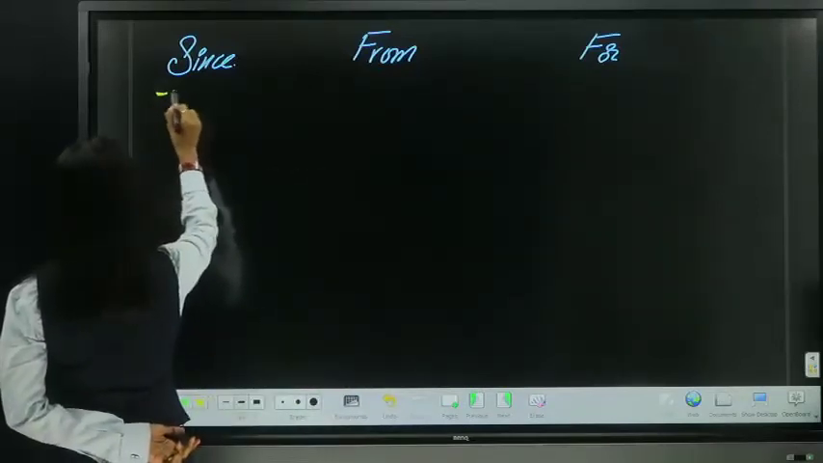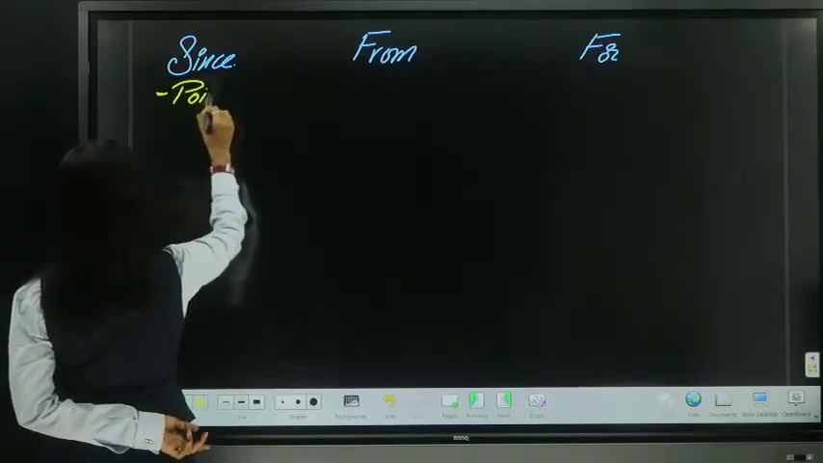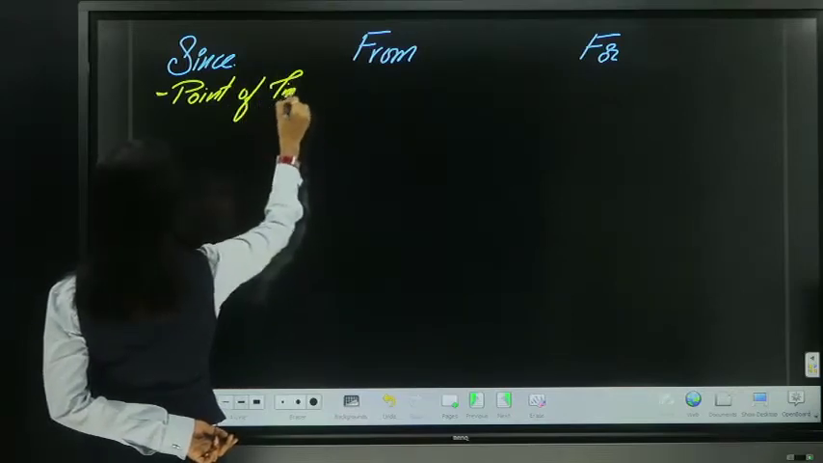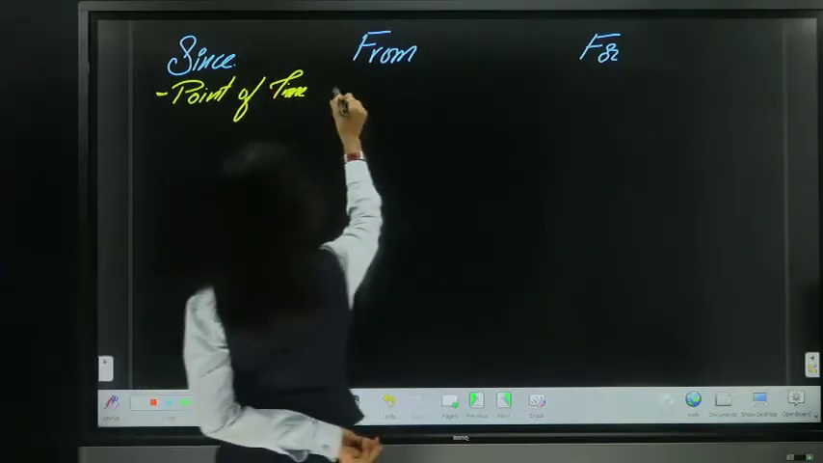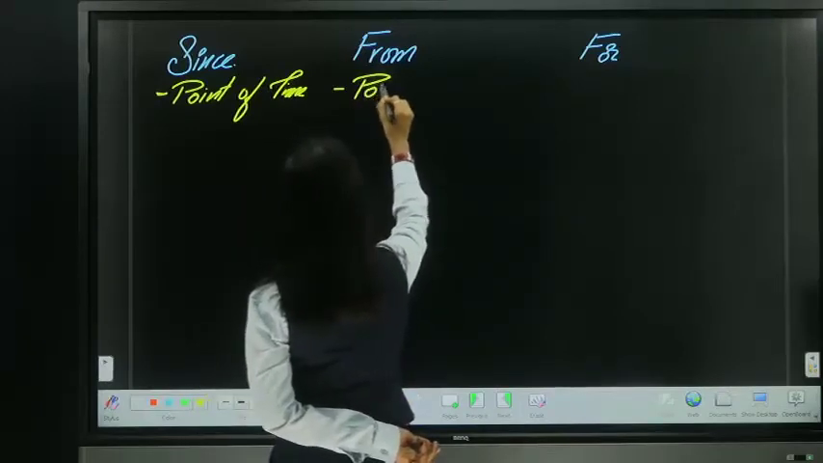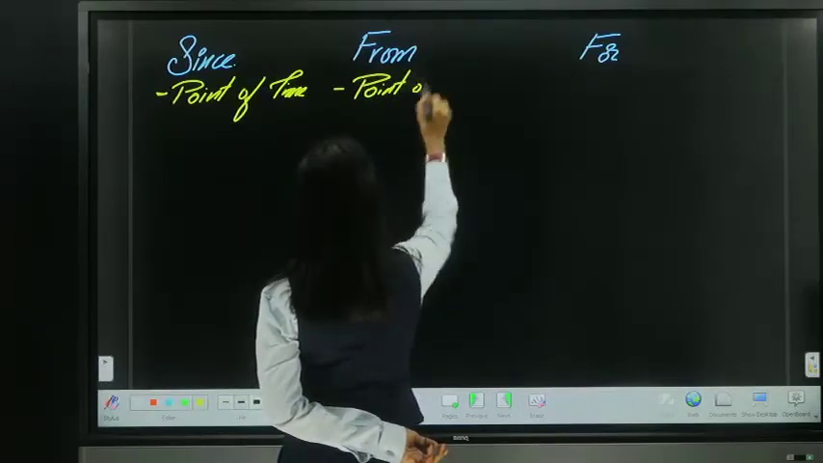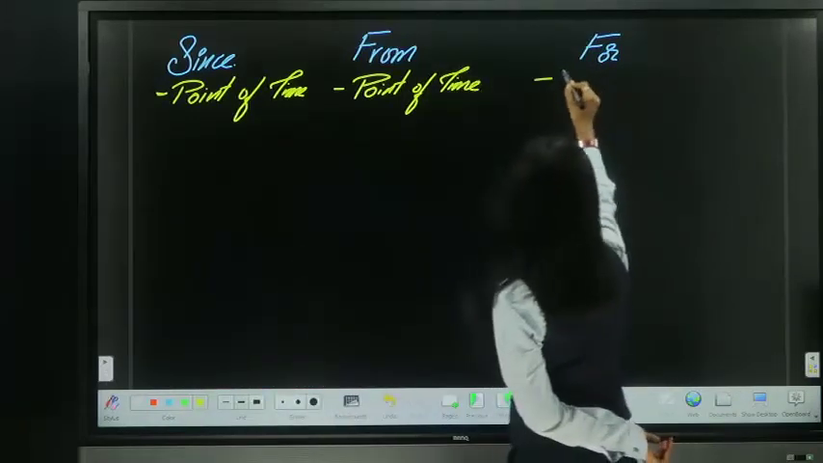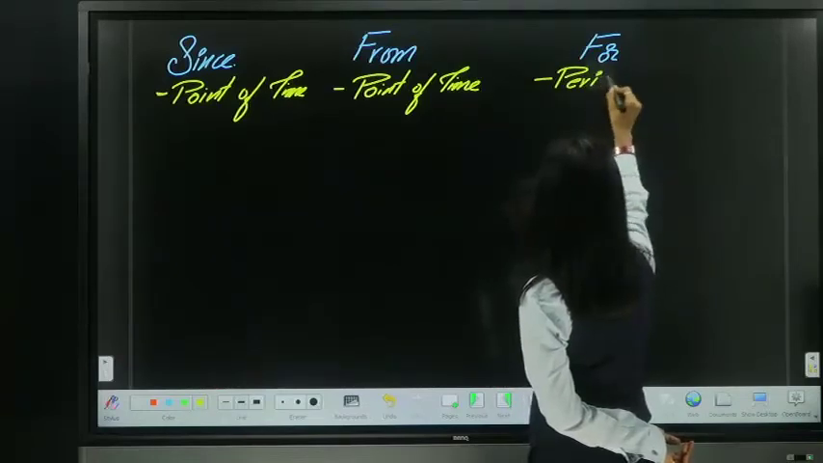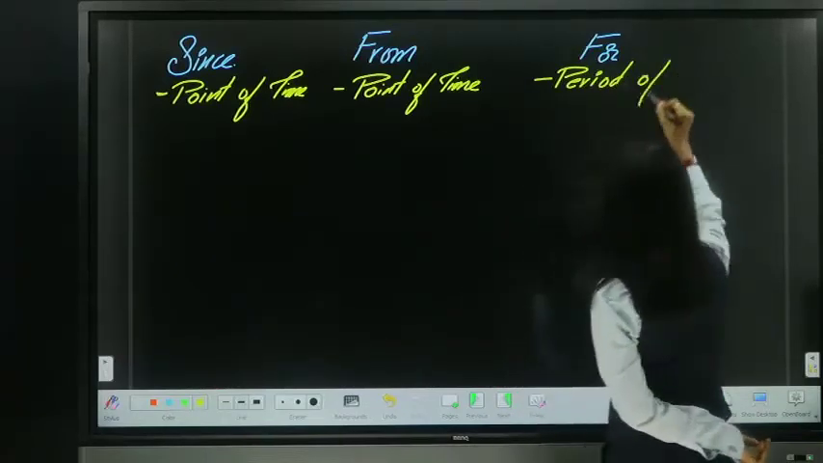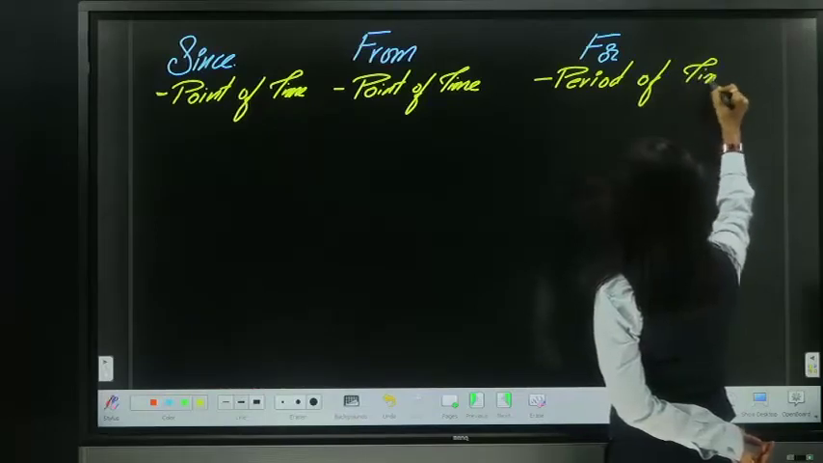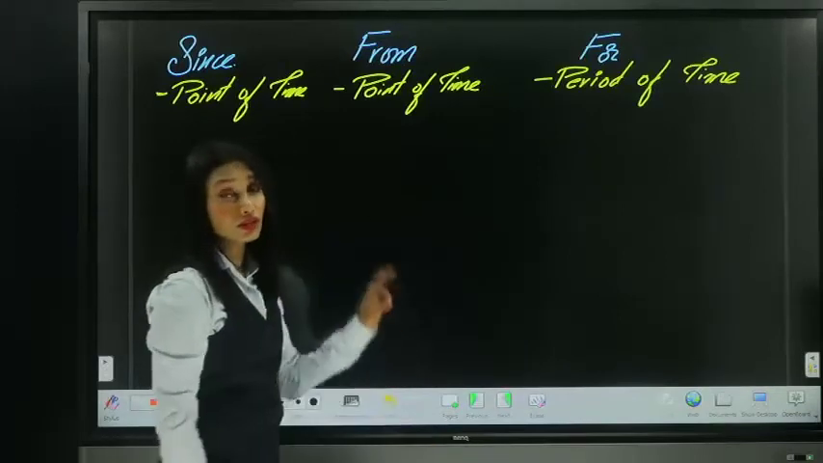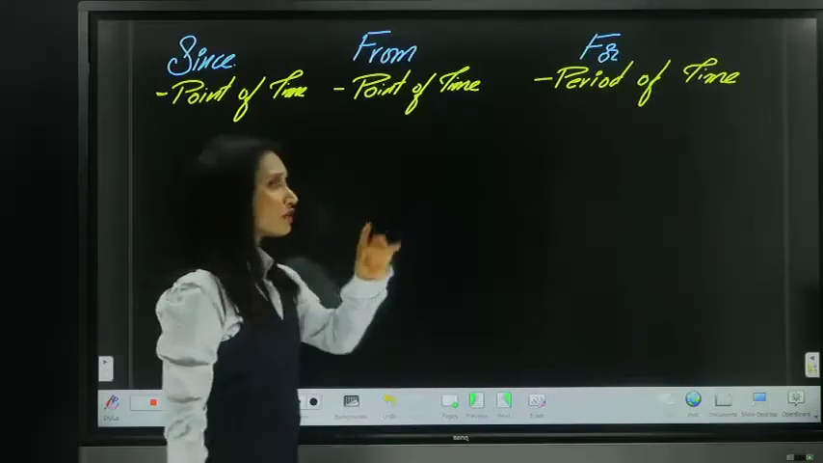First, since. Since is used to indicate point of time. From also indicates point of time. For indicates period of time. See, since is used for point of time, from is also used to indicate point of time, and for is used to indicate period of time.